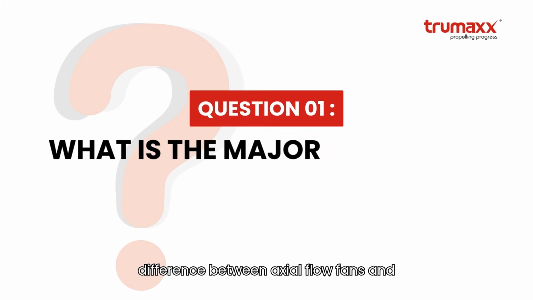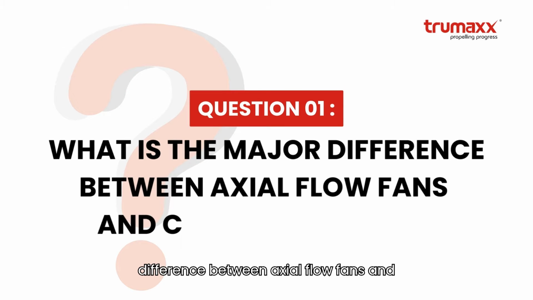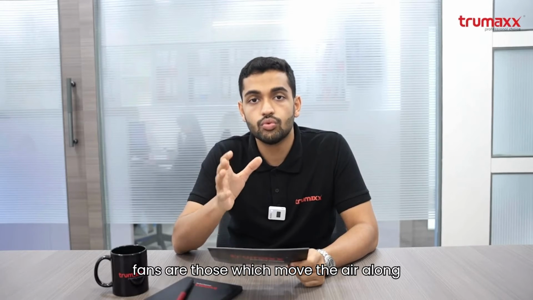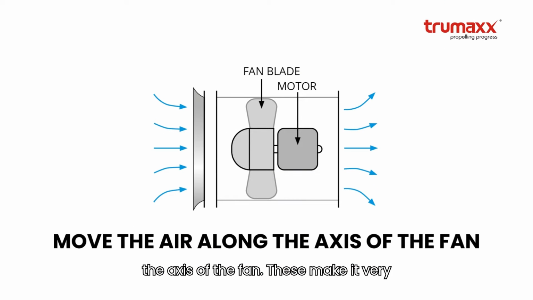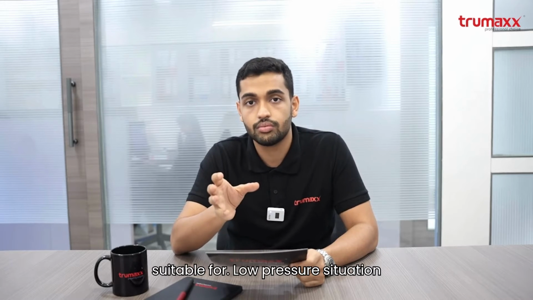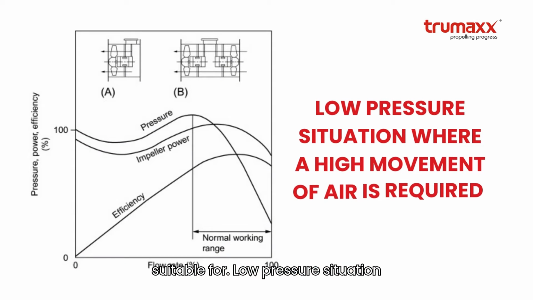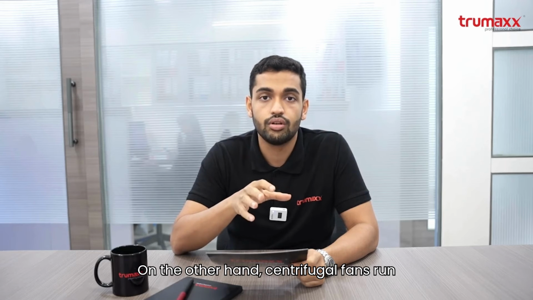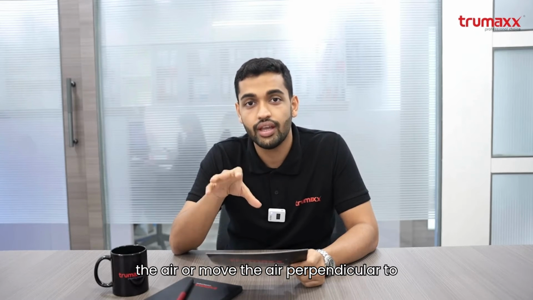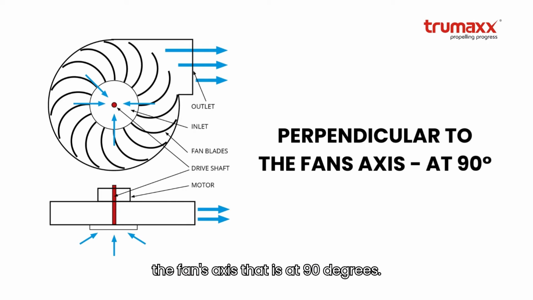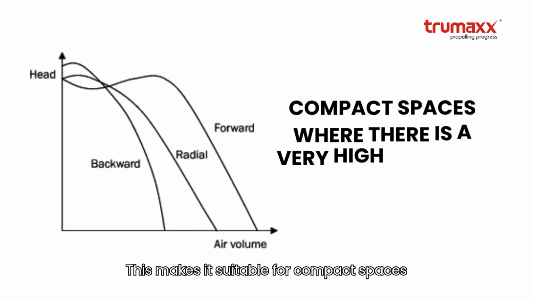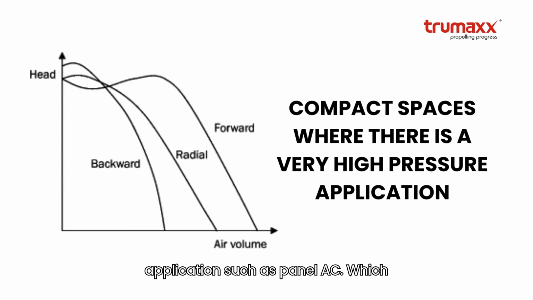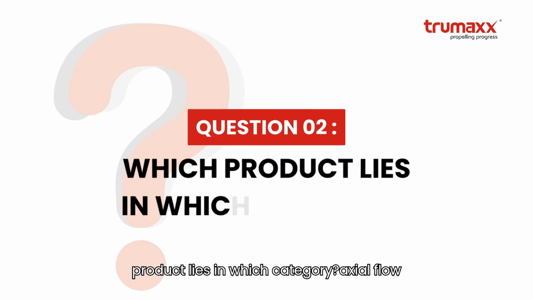What is the major difference between axial flow fans and centrifugal fans? So axial flow fans are those which move the air along the axis of the fan. This makes them very suitable for low pressure situations where a high movement of air is required. On the other hand, centrifugal fans move the air perpendicular to the fan's axis, that is, at 90 degrees. This makes them suitable for compact spaces where there is a very high pressure application, such as panel AC.